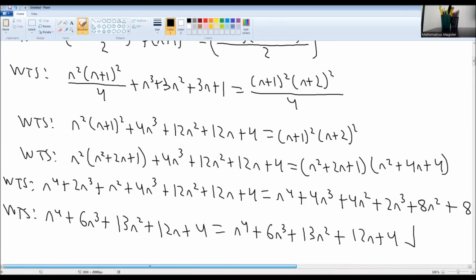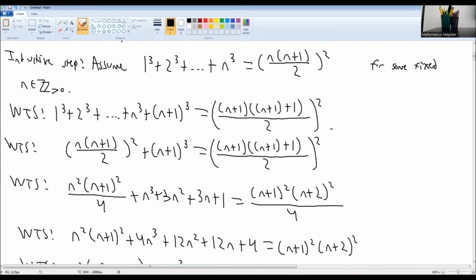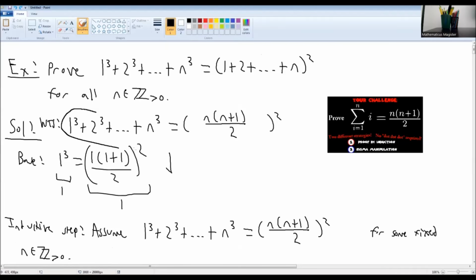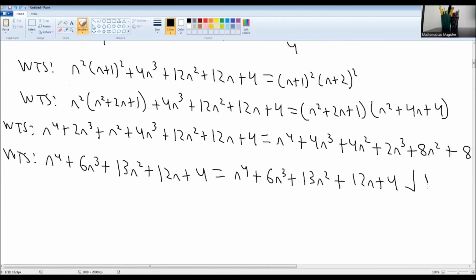So that means we proved that if it's true for n, then it's true for n plus 1 as well. And therefore, the theorem that we're trying to prove is true. And remember, this is the same as this. So by induction, we are done.